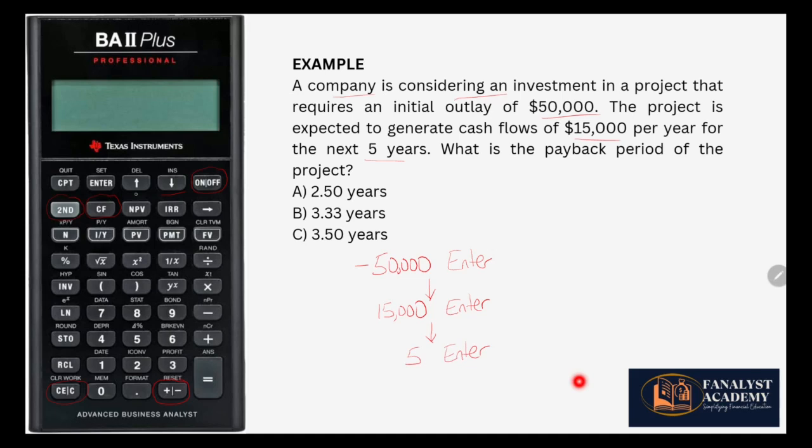Once we have done that, we'll go to the calculator and press NPV. So if we press NPV, we'll press arrow down, we'll press arrow down, we'll press arrow down. So we'll see PB. Once we see PB, the next thing we'll press is compute. So this is computing in the calculator. And the calculator will show us that PB is 3.33 years. So B is the answer for this question.